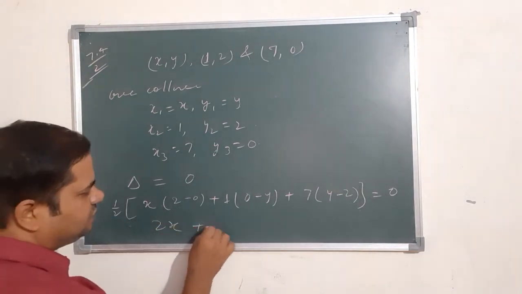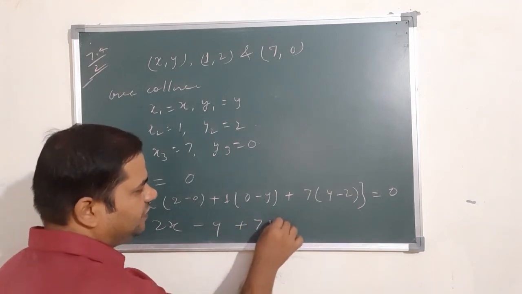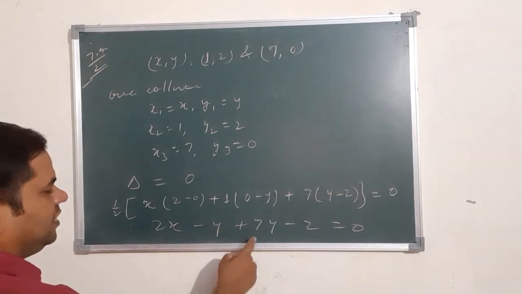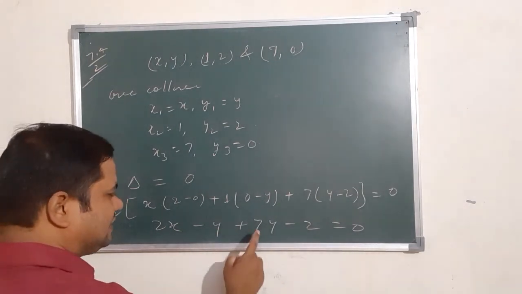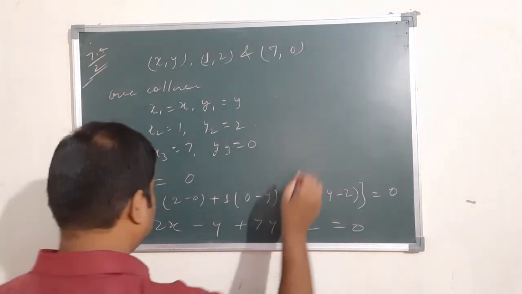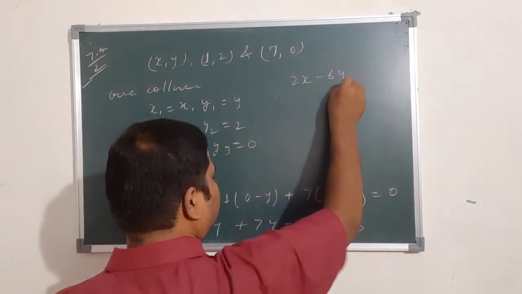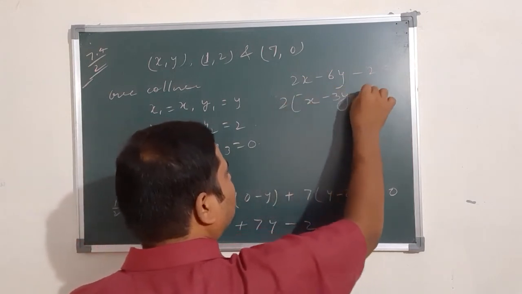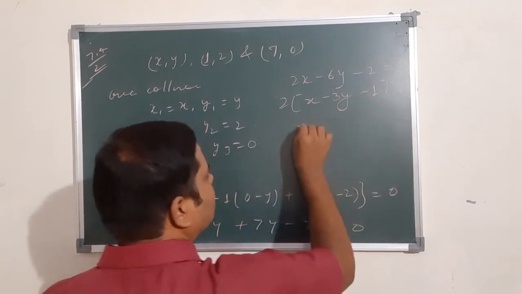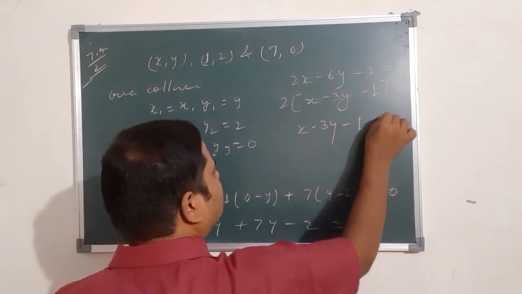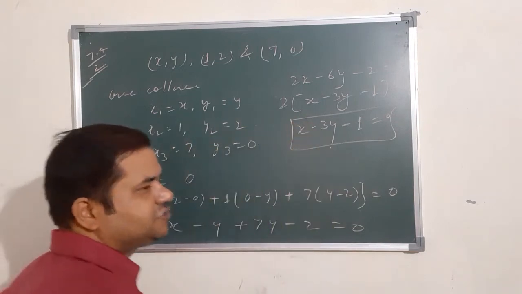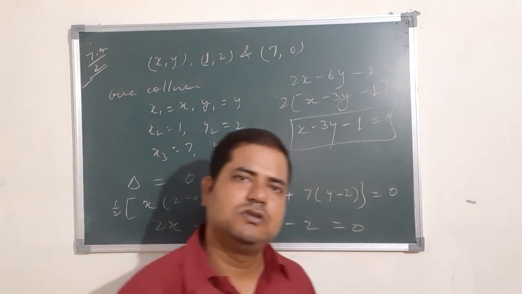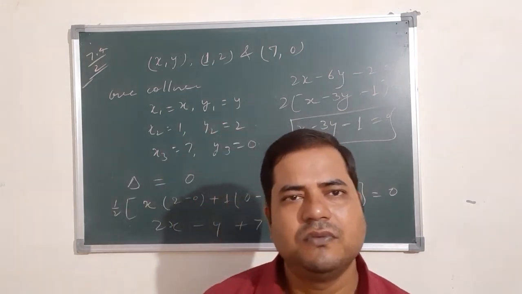So 2x minus y plus 7y minus 14 is equal to 0. After solving it, 2x plus 6y minus 14 is equal to 0, because 7y minus y is 6y. If 2 is common, then x plus 3y minus 7 is equal to 0. This is the relation between x and y.